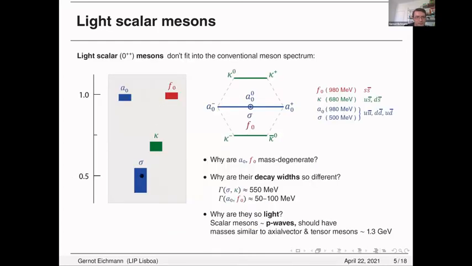If I zoom into the multiplet, then again, if these were q q-bar states, then the a0 and sigma would be the lightest states, followed by the kappa with one strange quark and the f0 with two strange quarks. But this doesn't work out because the a0 has almost the same mass as the f0. Also, the decay widths are very different. The sigma and kappa are broad states, whereas the a0 and f0 are relatively narrow.